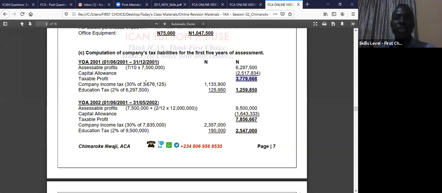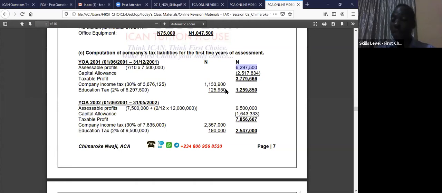So our income tax is going to be 30% of this taxable profit. We are given company income tax as 30%, so we'll look for it as this. Then your education tax is going to be 2% of your assessable profit. Always remember that. So that's what you will do, and you get here.